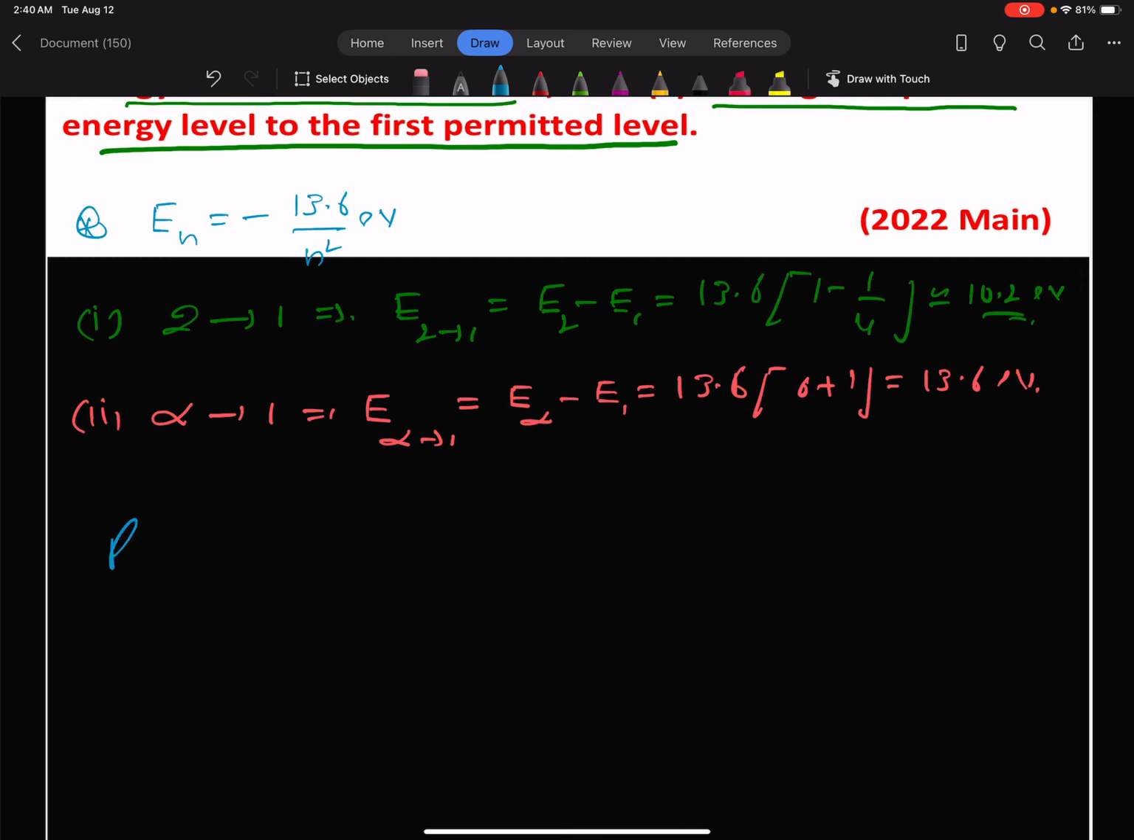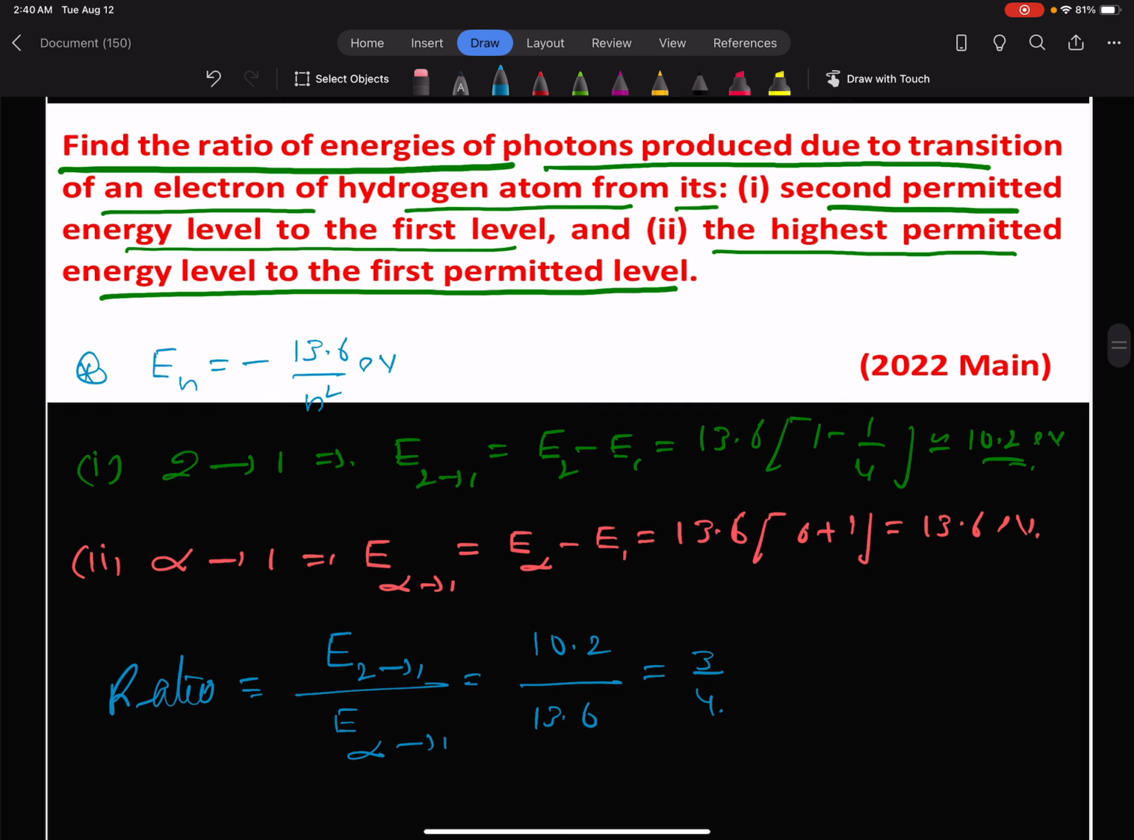Therefore we can say the ratio will be equal to energy from second to 1 over energy from infinity to 1, which will be 10.2 and 13.6, which will be coming as 3 by 4. So the ratio is 3 by 4.